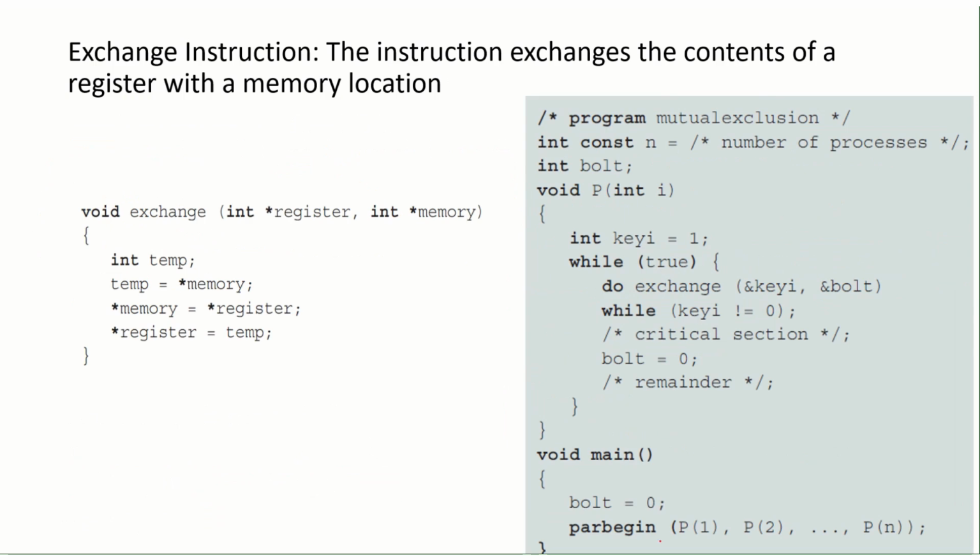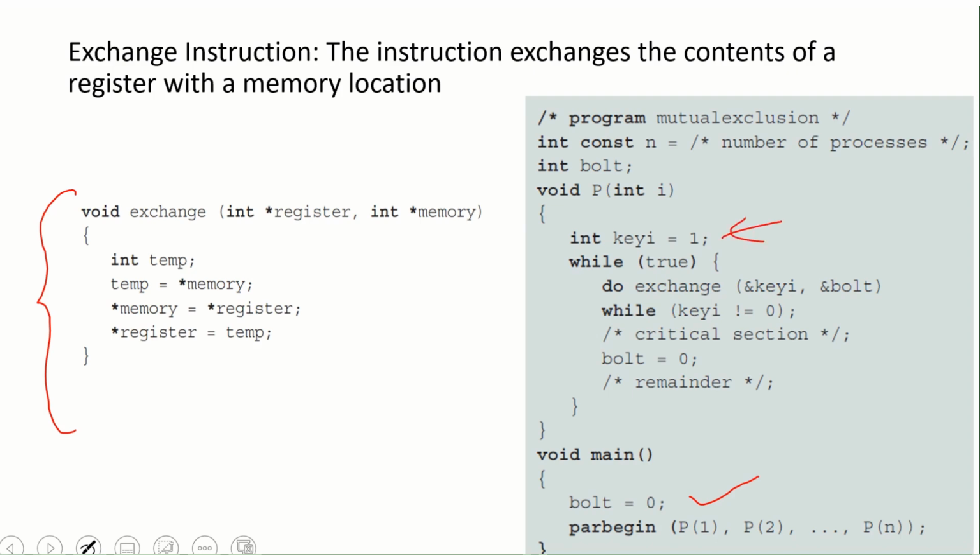Now next we'll see the exchange instruction. The exchange instruction can be defined as this. What this function is doing is just exchanging the contents of a register and a memory location. The instruction exchanges the contents of a register with a memory location. A shared variable bolt is initialized to 0. Each process uses a local variable key that is initialized to 1.